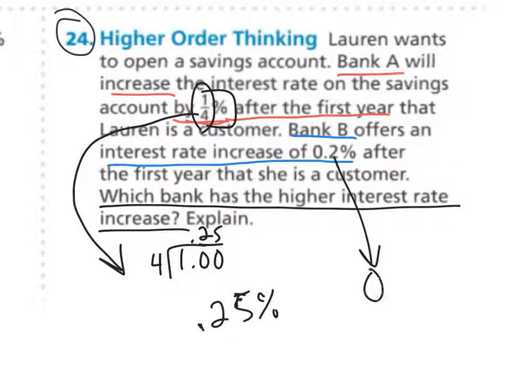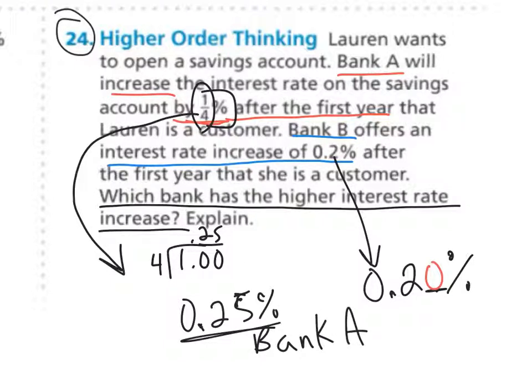The other one is 2/10ths of a percent. And what we may want to remember is that we can add something after that too. So we can add a 0 after the 2, and it doesn't change it. So we're comparing basically 25 hundredths of a percent versus 20 hundredths of a percent. So since this one's higher, that would be Bank A. Bank A would have the higher interest rate increase because 25 hundredths of a percent is greater than 20 hundredths of a percent.